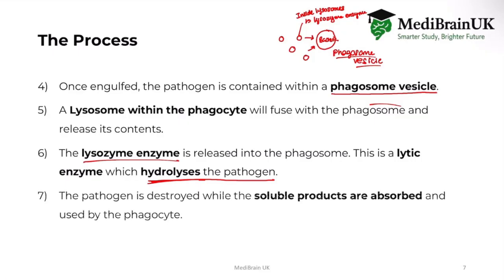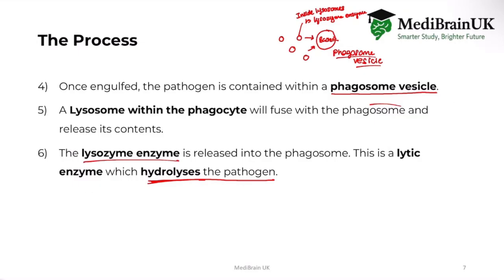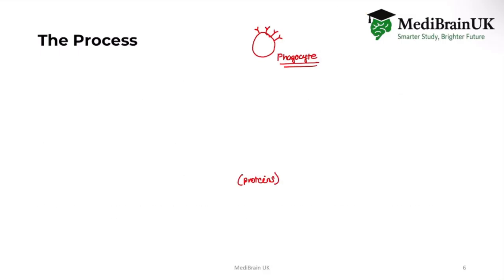Okay, which means that the pathogen is destroyed and the soluble products are absorbed and used by the phagocyte. So even in a pathogen, there are useful products that the phagocyte can use. So the useful products that it has, it can just absorb and use for itself. Okay, so that's the process of phagocytosis. I'm just going to go back to the image and cover the final few steps.